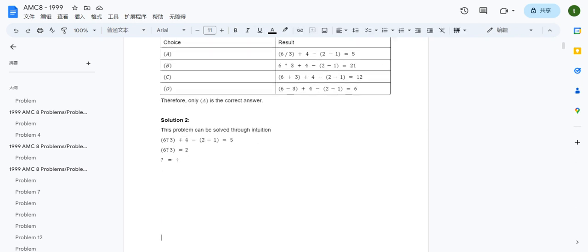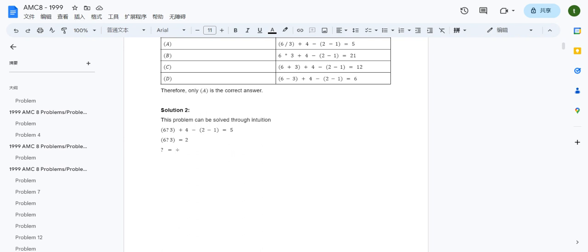Let's then look at the second way to solve it. This problem can be solved through the method of intuition. Let's talk about how to solve it. 6 question mark 3 plus 4 minus 1 is equal to 5. So this means that 6 question mark 3 is equal to 2. And we can see that 6 divided by 3 is 2, which is correct, because 6 times 3 is 18, 6 minus 3 is 3, and 6 plus 3 is 9.